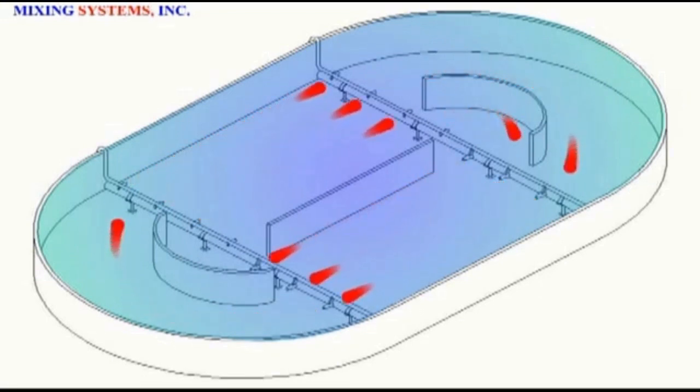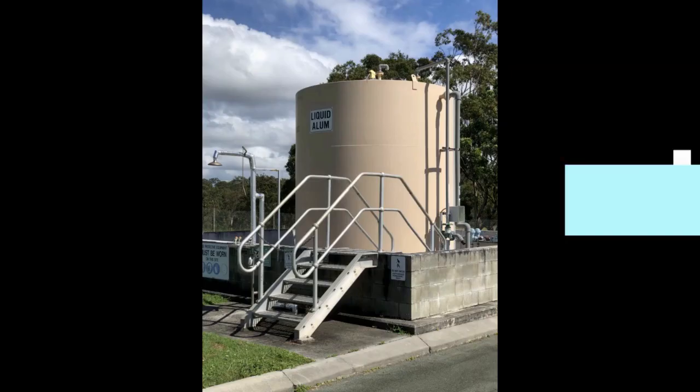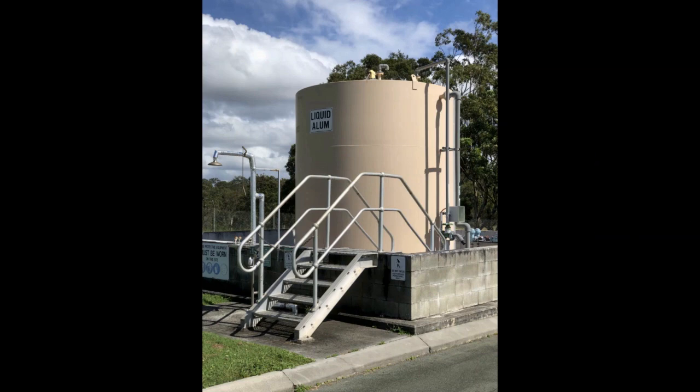Liquid alum is used as the coagulant before the clarifiers. Liquid alum reacts with the suspended particles and turns them into particles of larger mass. These flocs are easier to separate.